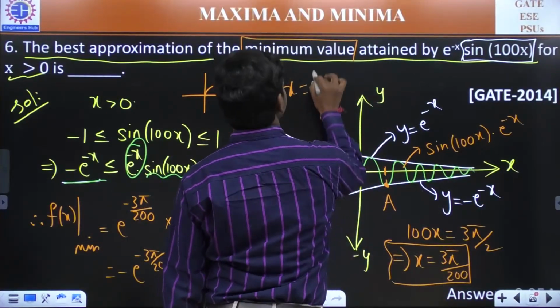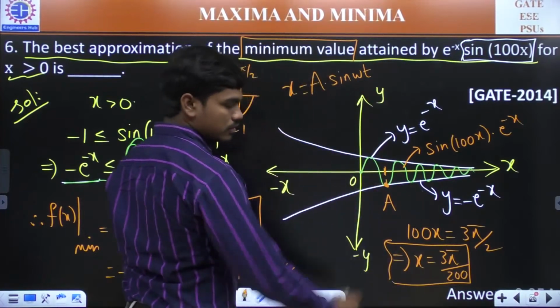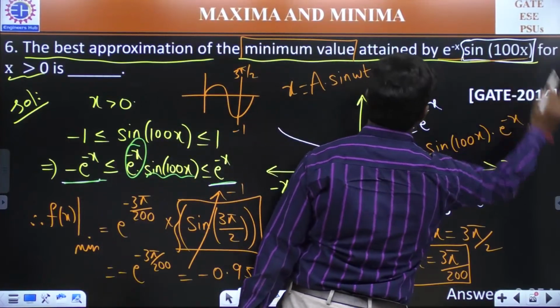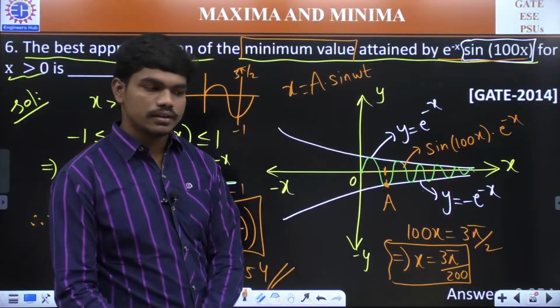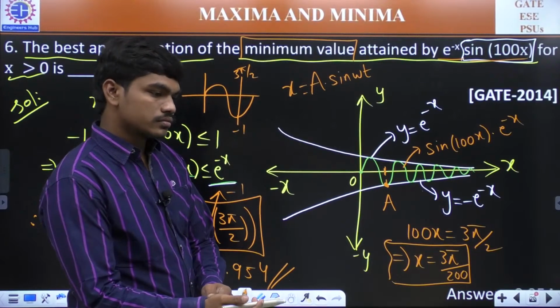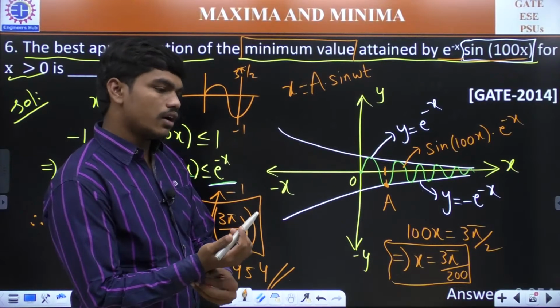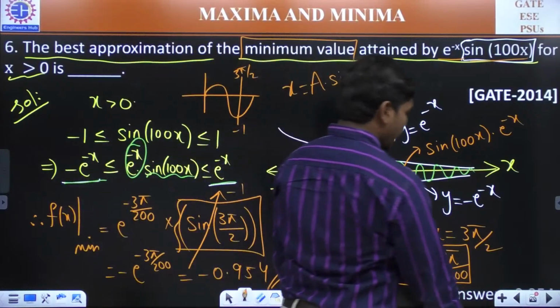Have you seen this equation? X is equal to a into sine omega t, something like this. Some magnitude into sine of some function, vibrations and all. 12th class physics or 11th class physics maybe. Yes? Yeah, oscillations and all. Correct. So the answer is 0.954.